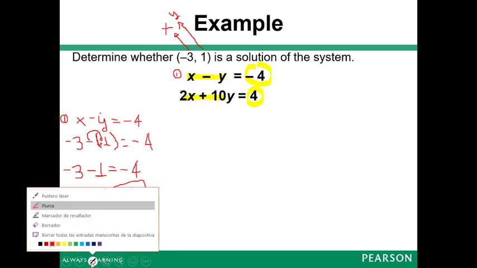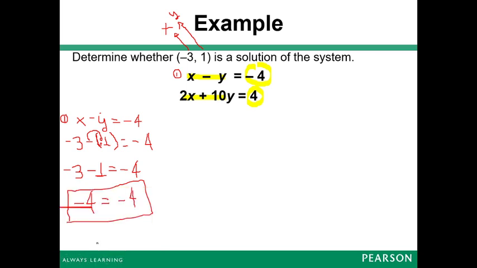Now we're going to change the color, with this purple. It's the second equation. Now we're going to determine if the second equation is a solution of the system. Remember that in this case it's true. Look at that. If I replace minus 3 and 1, it's really equal to minus 4. Excellent. So now we're going to write the equation here.